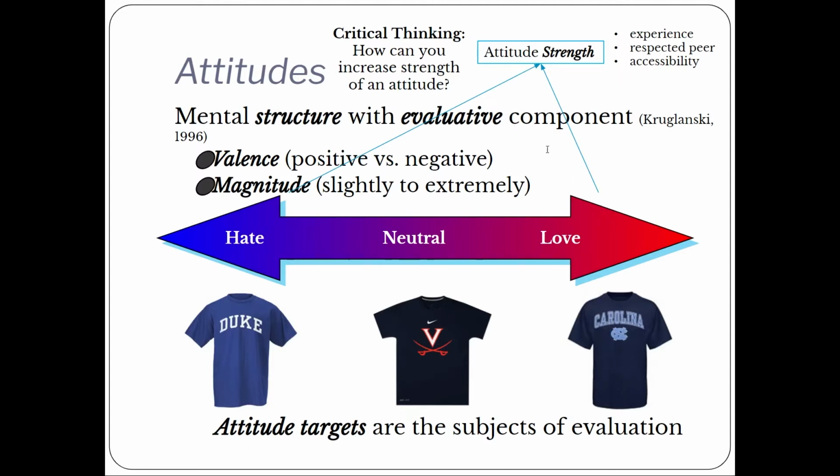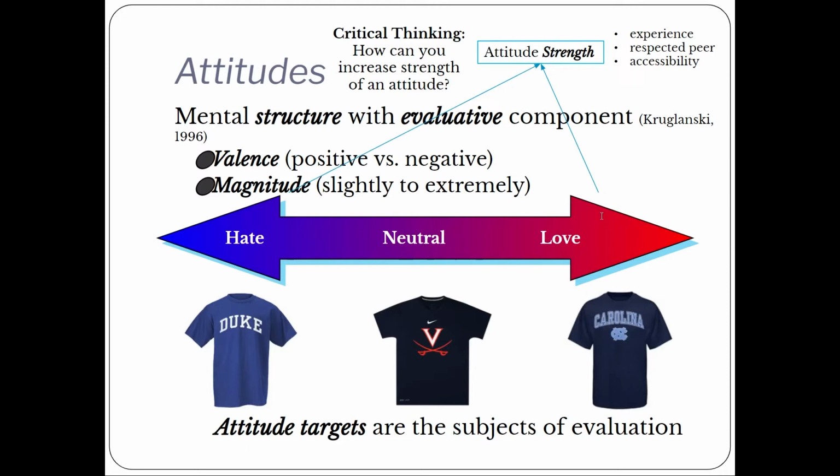is. The second factor is whether we have respected peers around us that hold a certain attitude. So if the peers around us, whom we like, have a certain attitude or share the attitude with us, then it typically increases our attitude strength. It makes our attitude become stronger. And the third factor is cognitive accessibility. So how accessible our attitude is to us.